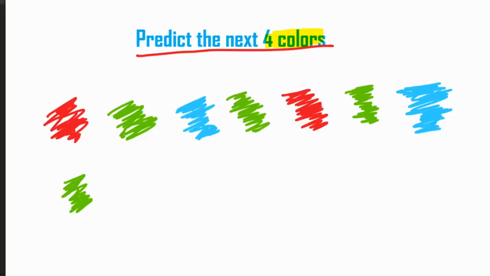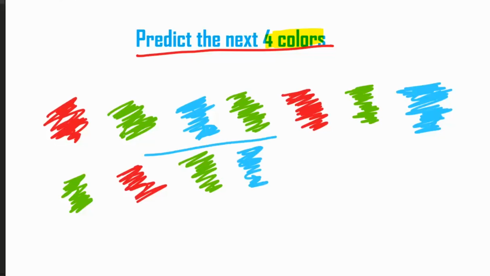Okay? Now we need to predict the next 3. Red, green, blue, green. That's our pattern. So now that we ended the pattern a second time, we repeat it again. So the next color would be red. Next, a green again. And finally, a blue. So the next 4 colors are green, red, green, and blue.